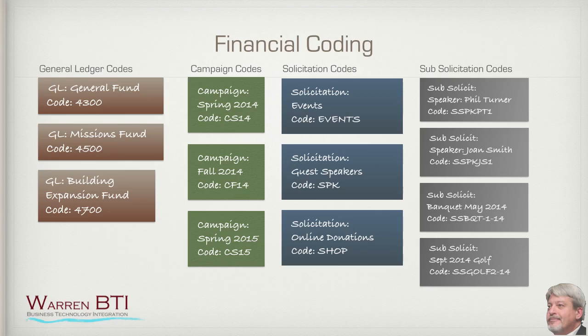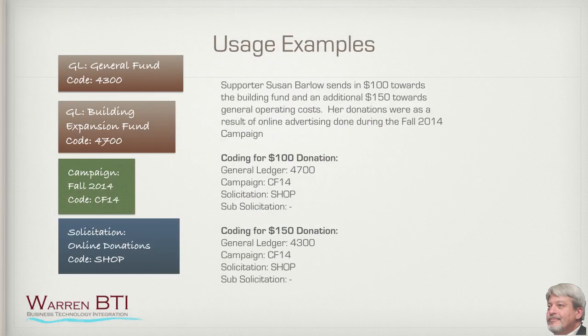We've created campaign codes for 3 campaigns to allow us to identify money coming in that's associated with each of these major fundraising programs. To provide further granularity, we're creating solicitation codes corresponding to particular revenue sources and activities we want to track. Notice that we've also created sub-solicitation codes for individual speakers so that we can review the financial returns on each of these sessions, and also for the May banquet and the September golf tournament. Let's take a look at how this coding works in a couple of examples.